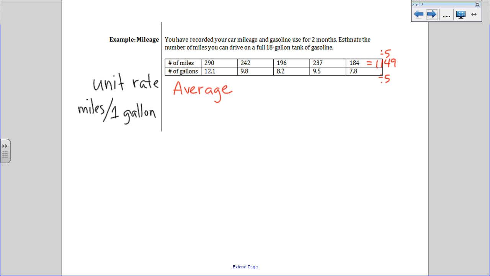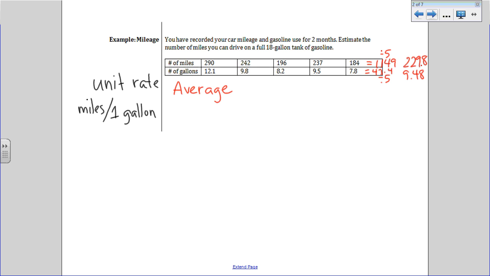We said to divide that by 5 because there were 5 pieces of data. So when I divide that by 5, I get 229.8 miles. Now I need to do the same thing for my gallons. So I take 12.1 plus 9.8 plus 8.2 plus 9.5 plus 7.8. It gives me 47.4. I'm going to divide that by the 5 pieces of data I have. And we get 9.48.